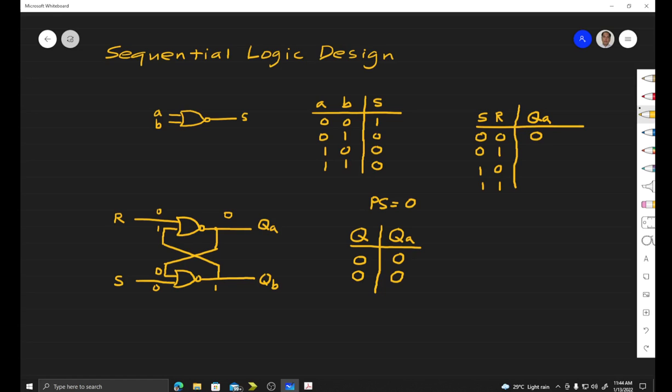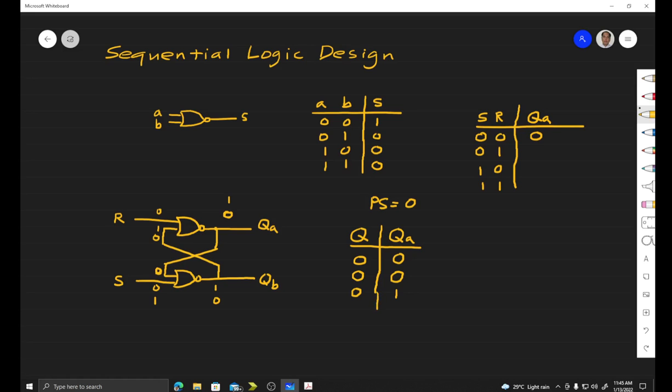Then next, we have our present state 0. So that means we have here 0. Then we have here 0. Then now our S is 1. So we have here 0, 1. So that is 0, so 0 being inputted to the first NOR gate. Then suppose our R is 0. So that means we have input 0, 0. Then from this table, we have 1. So therefore our next state, QA, is 1.